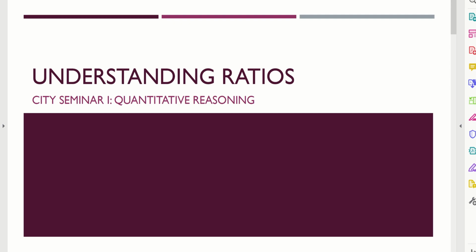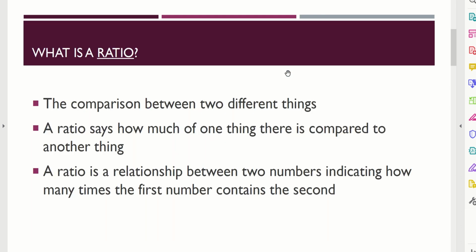This week we're gonna be talking about understanding ratios and proportions. Right. So what is a ratio? A ratio is a comparison between two different things. A ratio tells you how much of one thing there is compared to the other thing, right? And usually it's two, but it could be more. We'll talk a little bit later about comparing three things in a ratio, but it's usually two. A ratio is also a relationship between two numbers indicating how many times the first number contains the second, right?